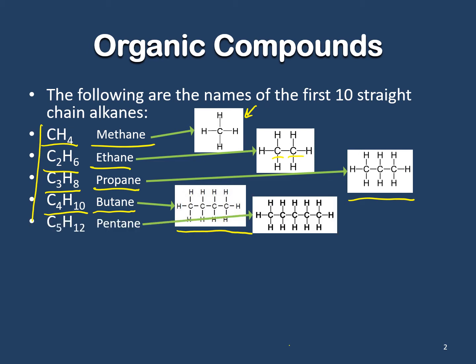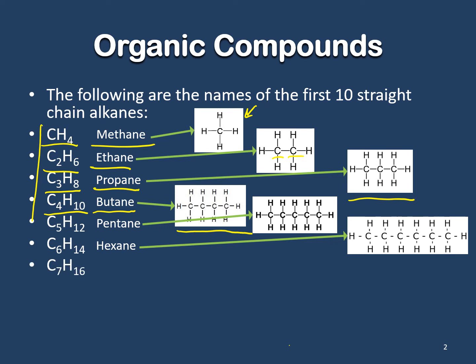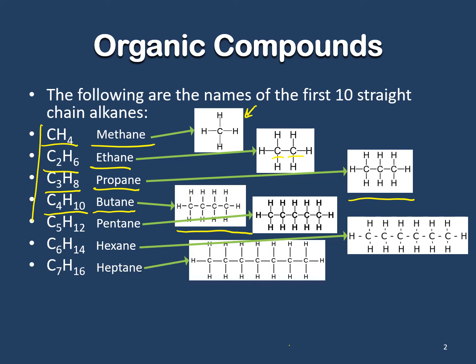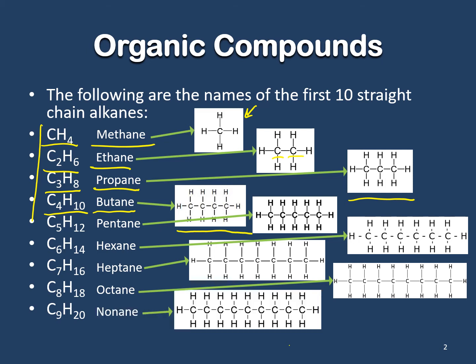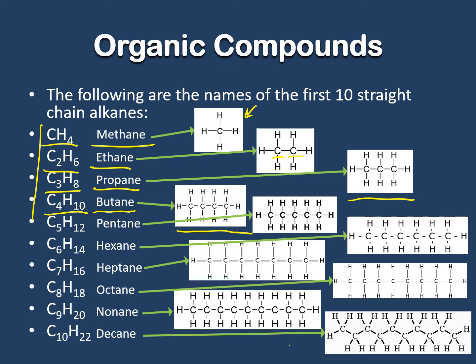So C5H12 is pentane, 5 carbons in a row. C6H14 is hexane, 6 carbons in a row. C7H16 is heptane, 7 carbons in a row. C8H18 is octane, 8 carbons in a row. C9H20 is nonane, 9 carbons in a row. And finally, decane is C10H22, and it has 10 carbons in a row.